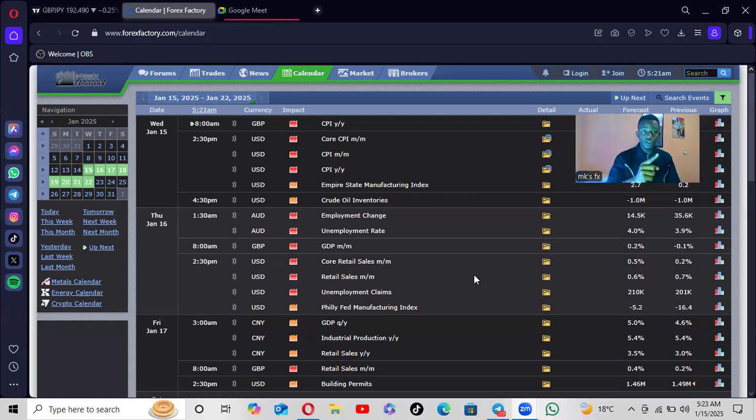So let us go first to technical analysis. Our CPI for today, we are going to be predicting the price of gold. So let us first of all have a technical analysis on gold before reading our fundamental data. Let us go straight to the chart.